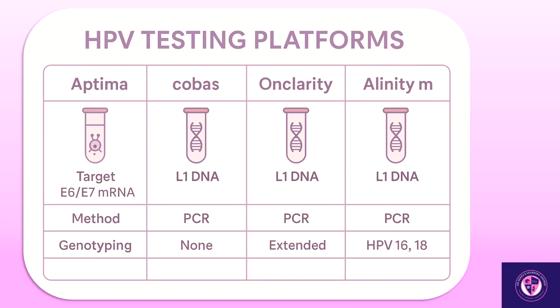So these are the various platforms that are available for HPV testing. We will take them one by one in detail in the next table. The ones that are available are Aptima, Cobas, OnClarity, and Alinity M. So we will look at what the differences are between these basic platforms of HPV.